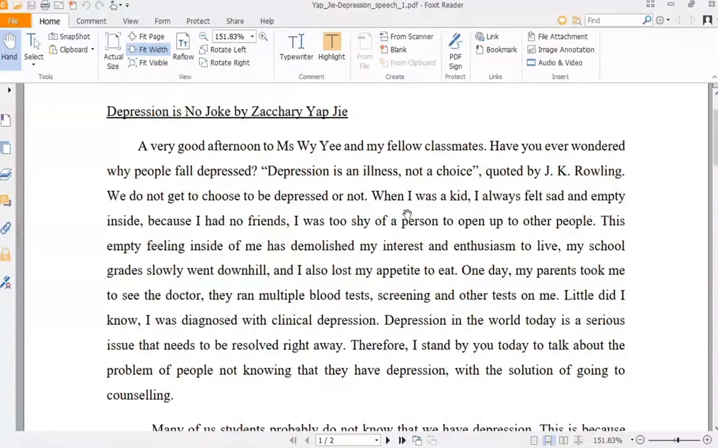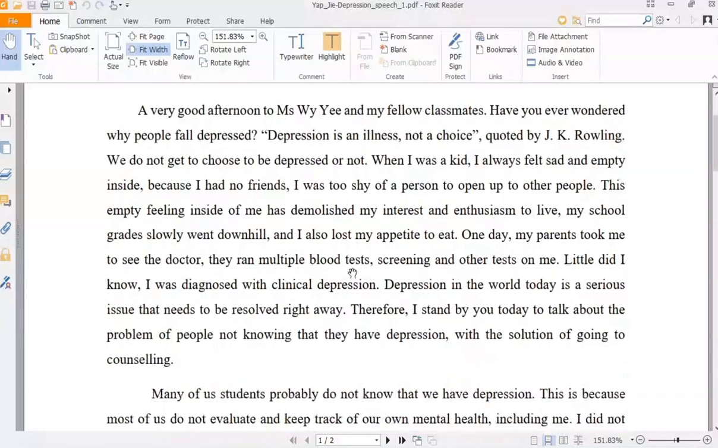When I was a kid, I always felt sad and empty inside because I had no friends. I was too shy a person to open up to other people. This empty feeling inside me has demolished my interest and enthusiasm to live. My school grades slowly went downhill, and I also lost my appetite to eat. One day, my parents took me to see the doctor. They ran multiple blood tests, screenings, and other tests on me. Little did I know, I was diagnosed with clinical depression. Depression in the world today is a serious issue that needs to be resolved right away. Therefore, I stand by you today to talk about the problem of people not knowing that they have depression, with the solution of going to counseling.